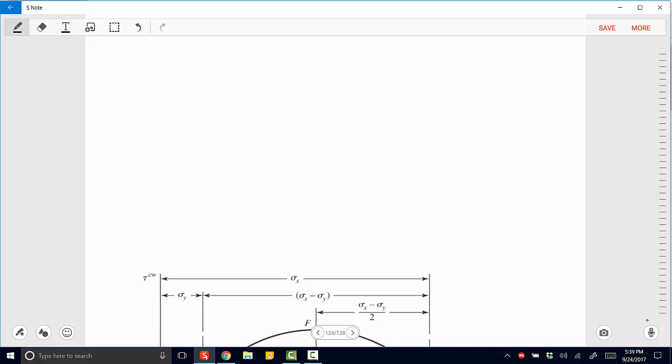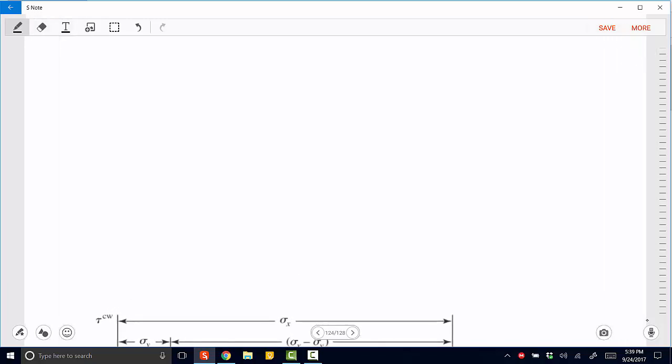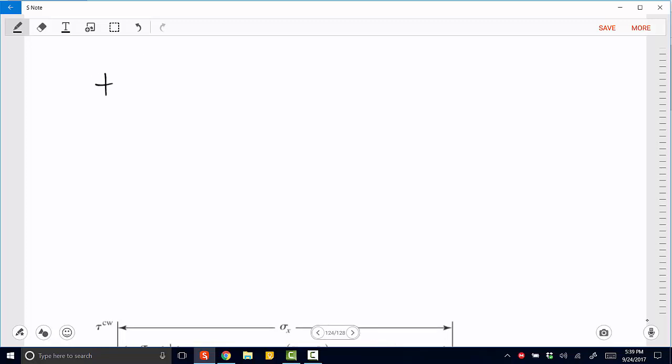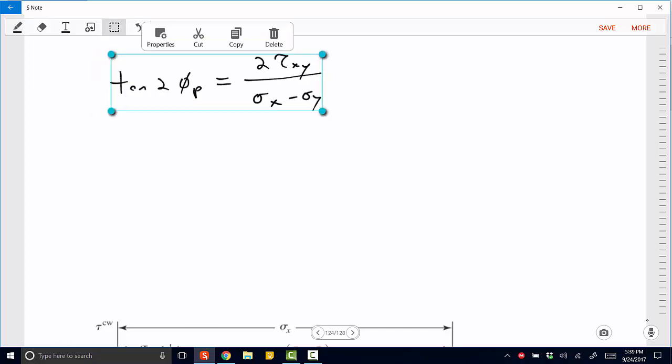So let's go ahead and begin this lecture with the equations for our principal stresses and directions. Let's remind ourselves of these equations because they're very key to then being able to draw a Mohr circle. So let's remember that there exist principal directions at which our normal stress is maximized, and we can find those using the following equation. Tan of 2 phi p is equal to 2 tau xy divided by sigma x minus sigma y.